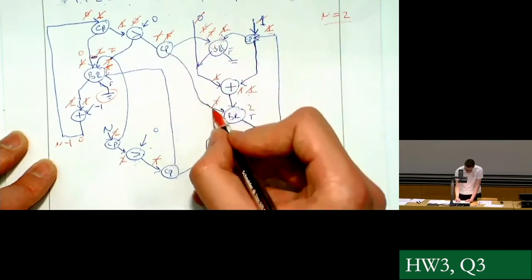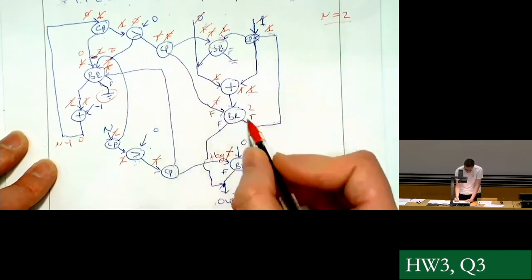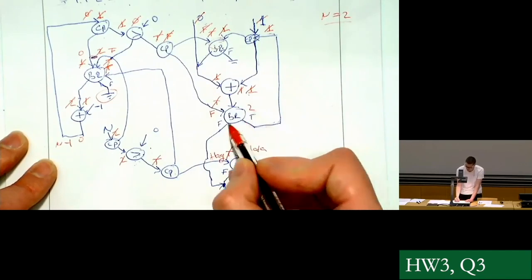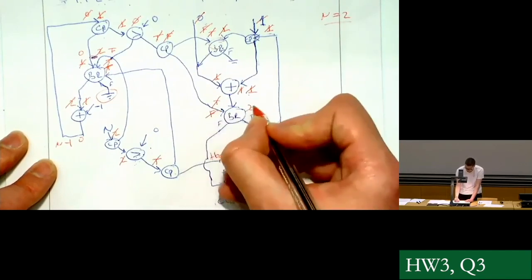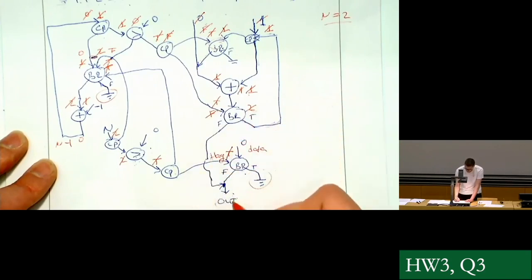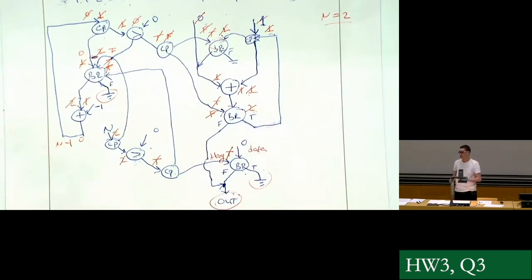And then we also copy this false here. And we had 2 as data here, right? And this is the false path. So we basically forward this 2 here to the output. And we get 2 for a case where n is 2.